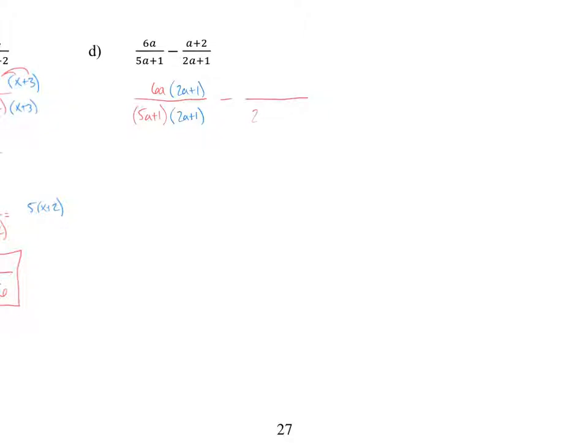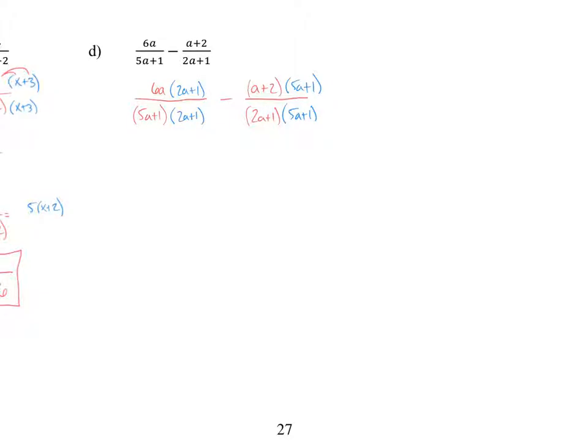Well, this fraction already has a 2a plus 1. And in my numerator, I have an a plus 2. But what it doesn't have, that it still needs, is the 5a plus 1. So I'm going to make sure I multiply that in both the numerator and the denominator. And when I'm doing that, all I'm doing is multiplying by 1. It's not going to change the value of what I have. Now my denominators are the same. Sure, they're written in the opposite order, but that doesn't matter. I could put this term first or this term first.